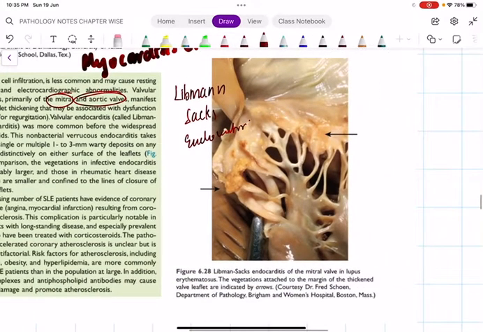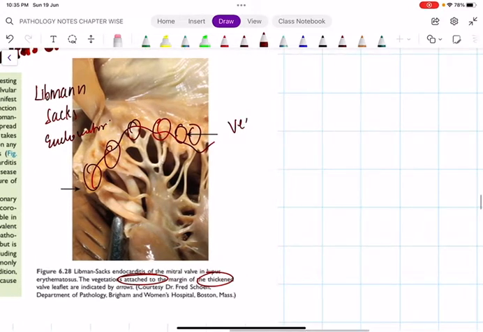As you can see in this picture, there will be some vegetations which are attached to the margin of the valve leaflet. So this is the valve, and you can see the vegetations which I am drawing in circles. These are the vegetations, and remember these vegetations are characteristically attached at margins. So vegetations at margins means only one diagnosis, that is Libman-Sacks endocarditis.